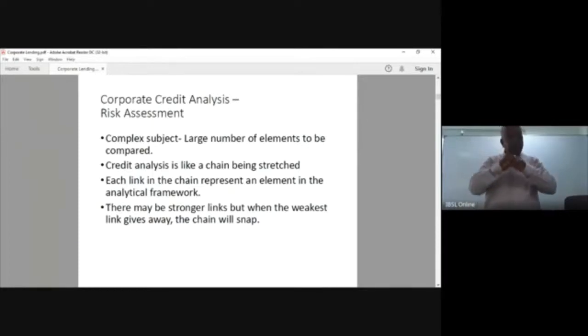So when you are doing the analysis, you have to be very careful, analyze all the elements involved in corporate credit analysis thoroughly, and make sure of it. That's why we say it is a complex subject, with a large number of elements to be compared. Credit analysis is like a chain being stretched. Each link in the chain represents an element in the analytical framework. There may be stronger links, but when the weakest link gives way, the chain will snap. So you have to be very careful.